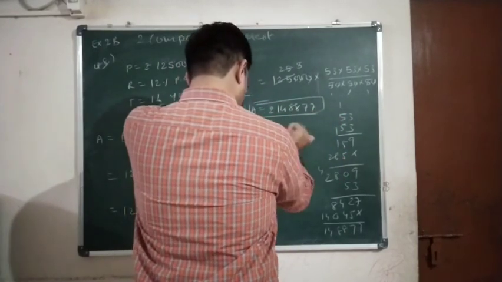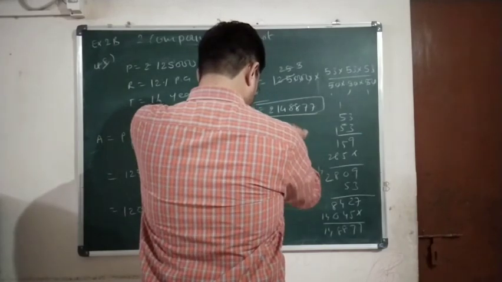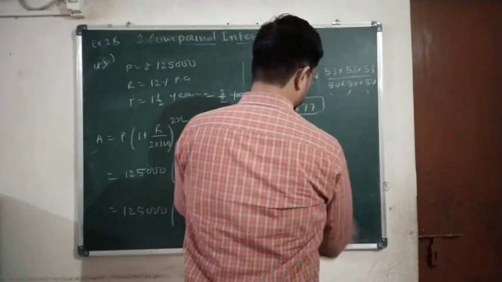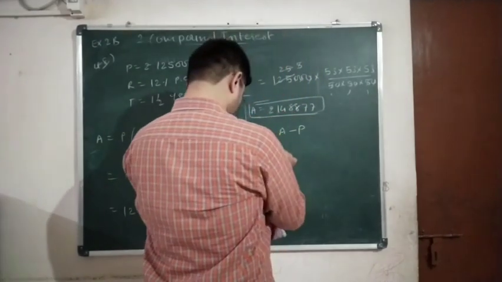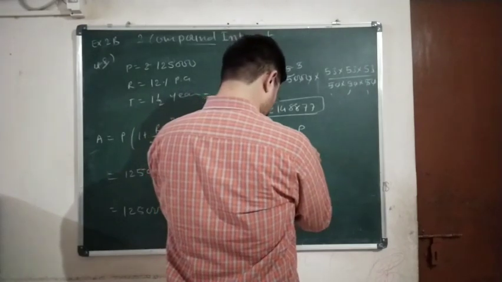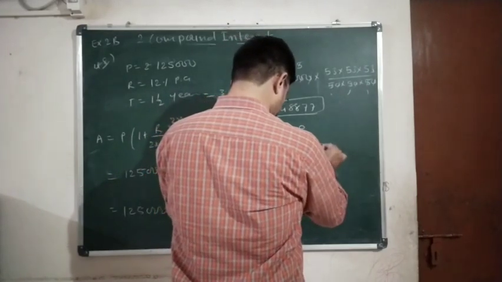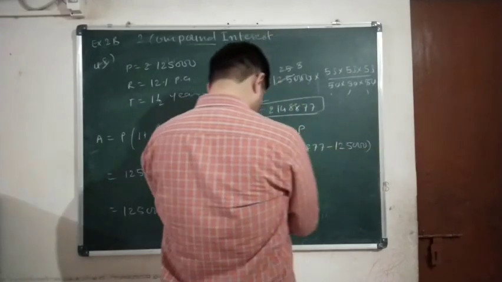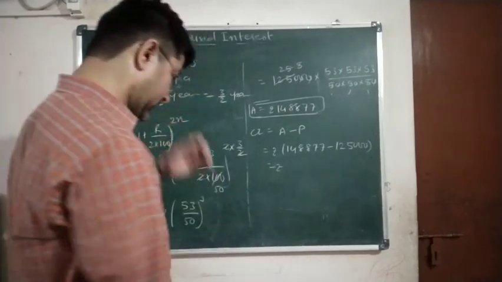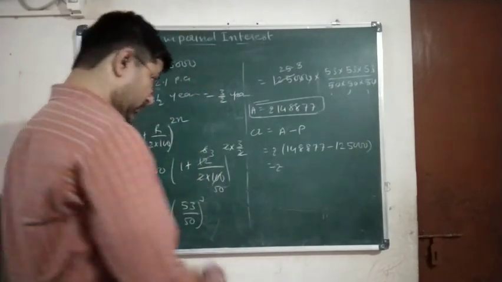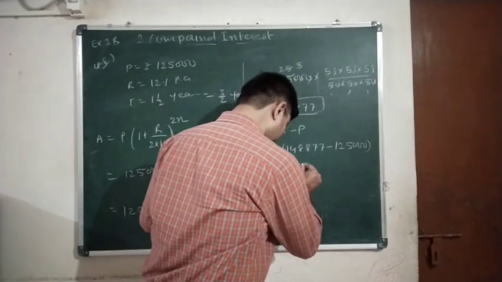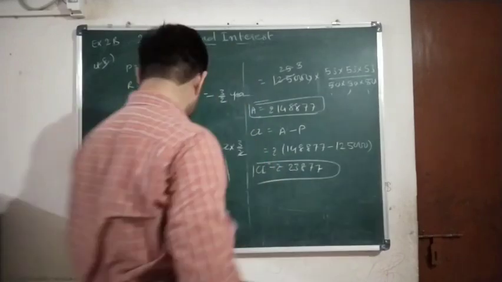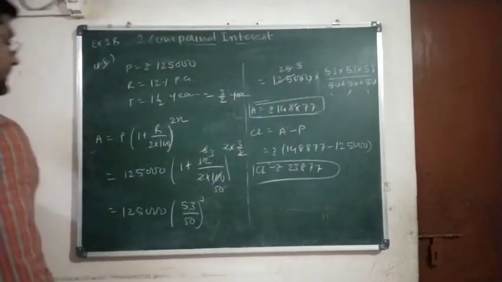Then CI will be rupees. CI will be amount minus principal. Okay, so amount is rupees 1,48,877 minus 1,25,000, 25, 35, 45. So 23,877 will be the compound interest. Clear? Okay, so this is the right answer.